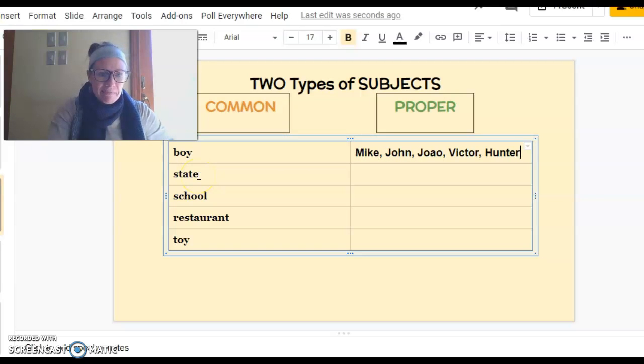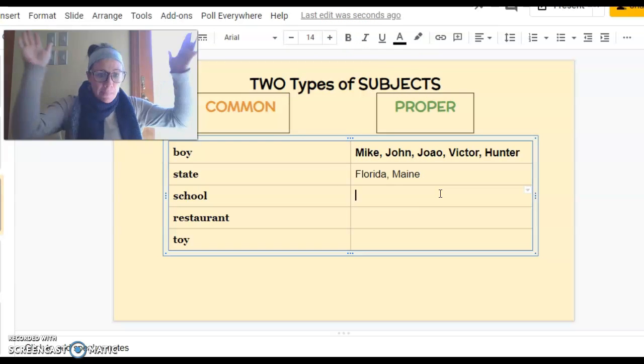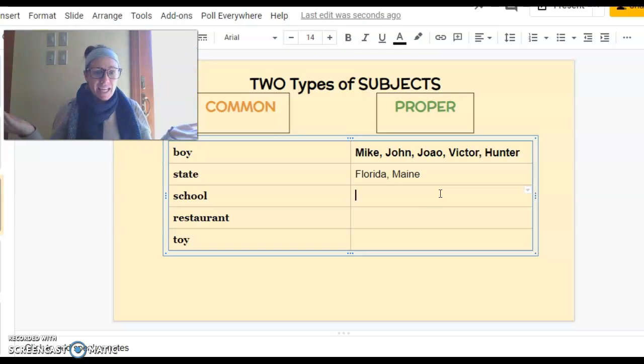Let's do one more. A state. Do you guys know your states? Okay, so there's 50 states, right? A state is just common. A proper noun would be an example of the state, naming the state, like Florida, Maine. So remember, proper nouns always start with what? Uppercase letters, because we're naming things. They're special and they're important.